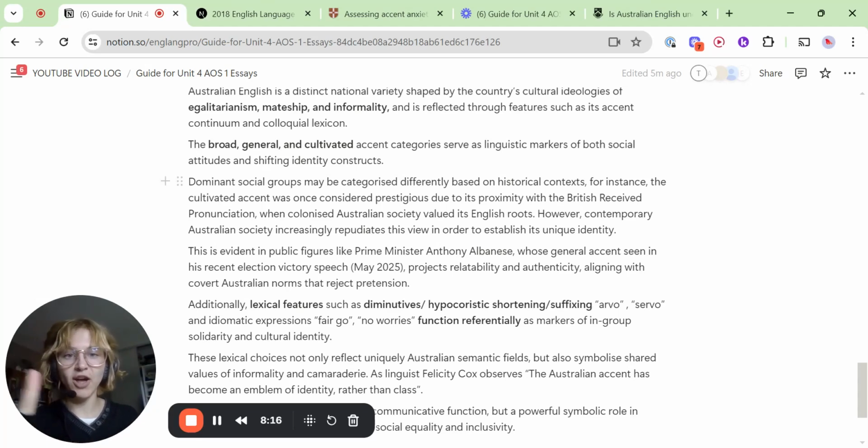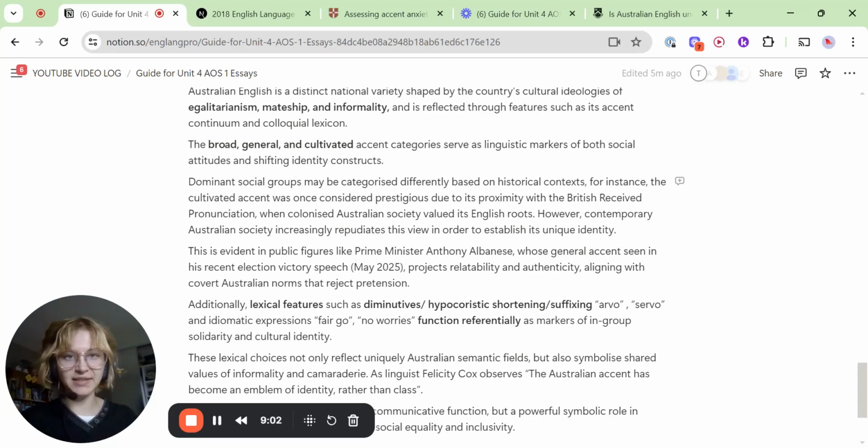But first, we must define in the prompt what dominant social groups I'm talking about. So this is just a paragraph. In your introduction, you might want to define your dominant social groups, and you should first. But because I'm giving you guys just this paragraph, I've put it in here. Dominant social groups may be categorized differently based on historical contexts. For instance, the cultivated accent was once considered prestigious due to its proximity with the British received pronunciation when colonized Australian society valued its English roots. However, contemporary Australian society increasingly repudiates this view in order to establish its unique identity.